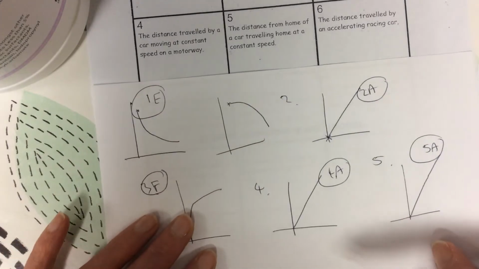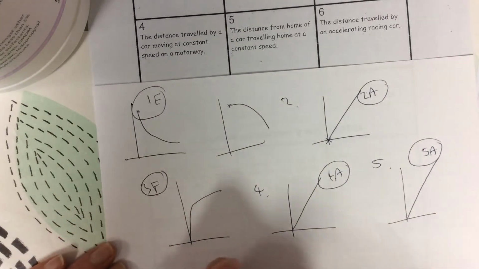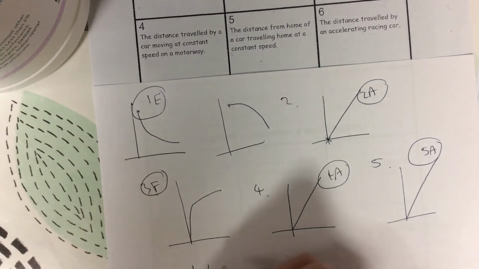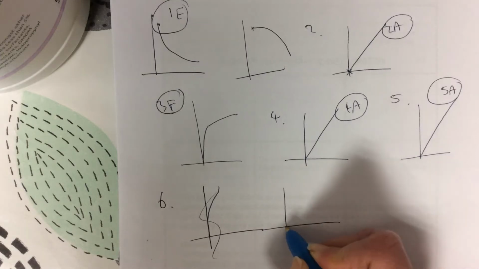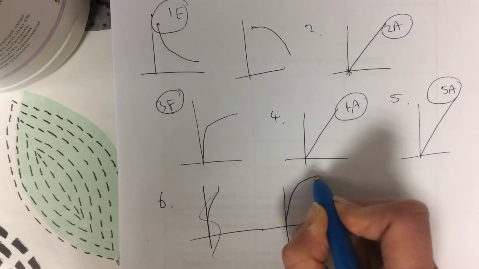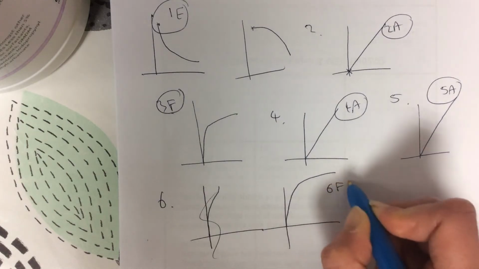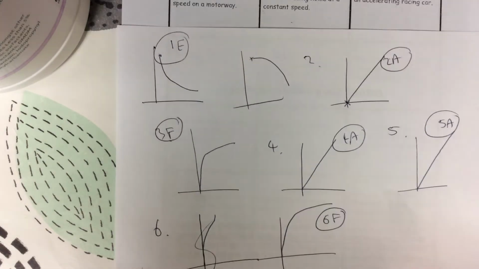Number 6, the distance travelled by an accelerating race car. So it would go lots of distance at the beginning, and then it would slow down. So I think that is F. So I think 6 and F go together.